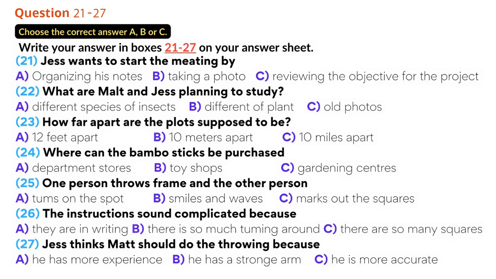And I guess you want to do the throwing. Well, if you don't mind. I'm sure you'll be more accurate at marking the squares. Yes, I am sure I am, and I'm sure you've got a stronger throwing arm. You now have 30 seconds to look at questions 28 to 30.